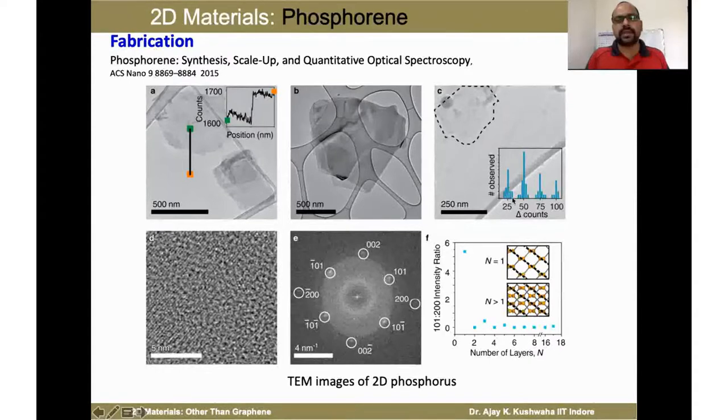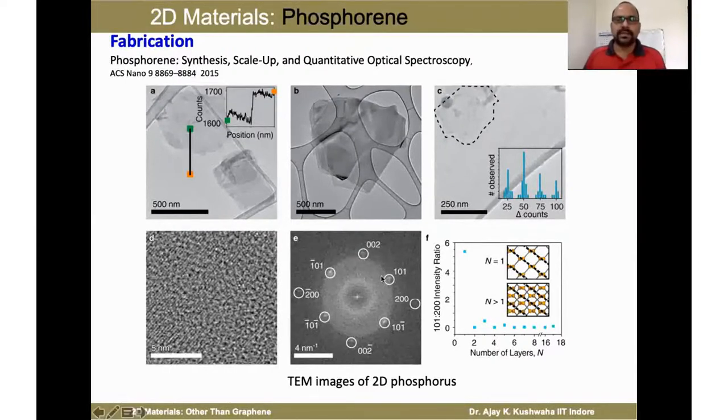Figure D corresponds to the high resolution TEM image, which confirms that the structure is crystalline in nature and the atoms follow a hexagonal pattern, and that is confirmed by selected area electron diffraction. You can see here the hexagonal pattern, which also confirms the crystalline nature of the material.